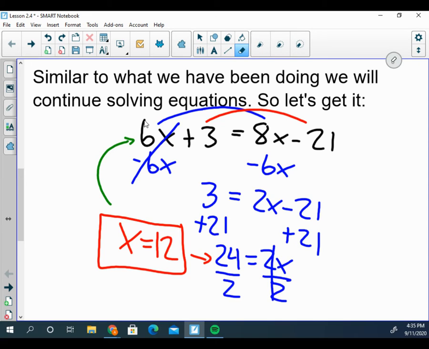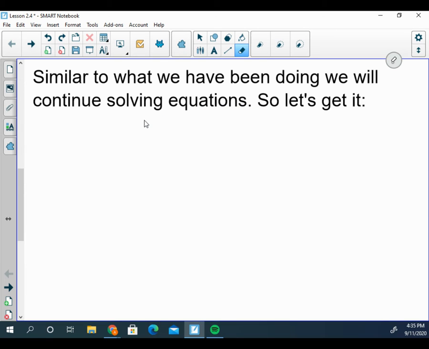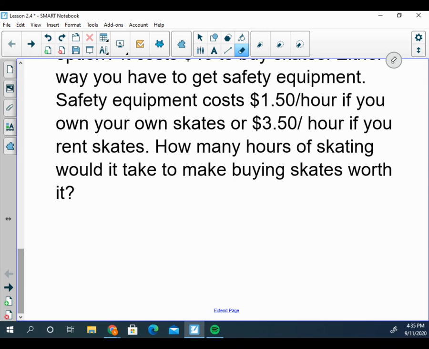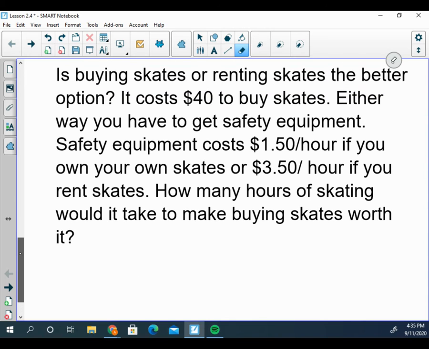But again, folks, nothing is changing here. It's all the same stuff. Okay? So that's how we solve equations with variables on both sides. So I'm confident in you all. Let's go ahead and jump to a word problem, okay?